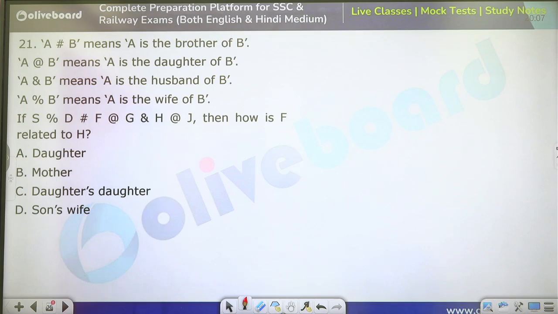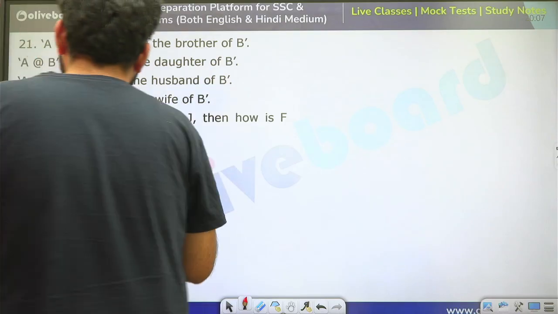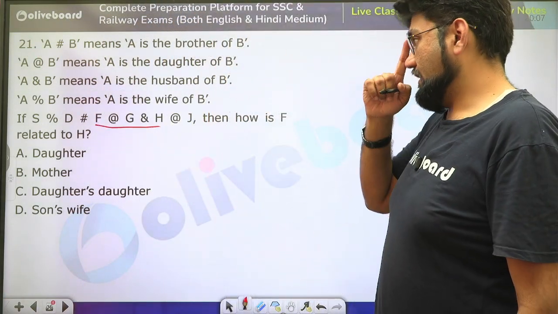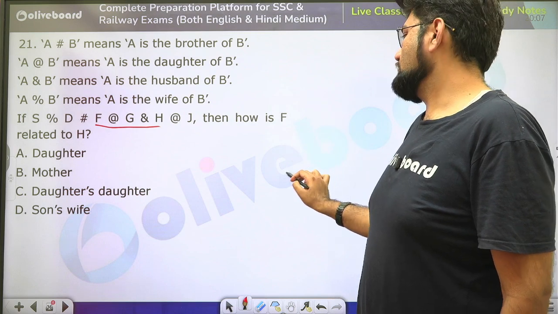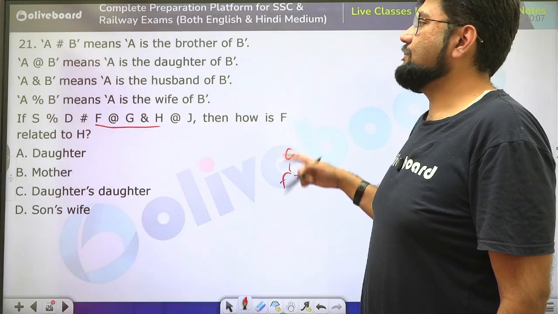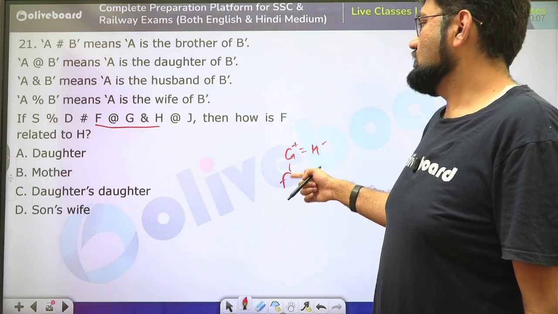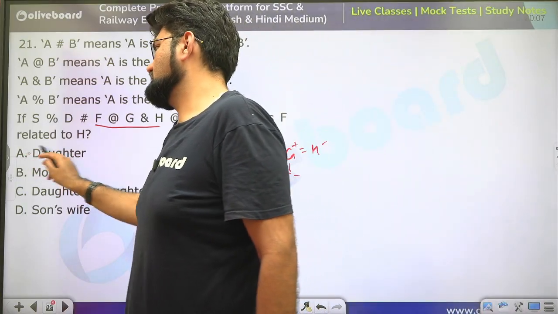How is F related to H? Right. So F related to H, we only need this much probably. So F at the rate G, F is the daughter of G. G ampersand H, G is the husband of H. So H has to be the wife, of course. So F is the daughter of H. Option A is the correct answer. Pretty easy.